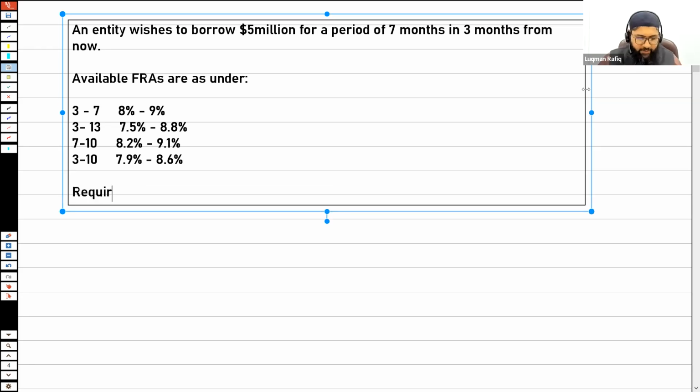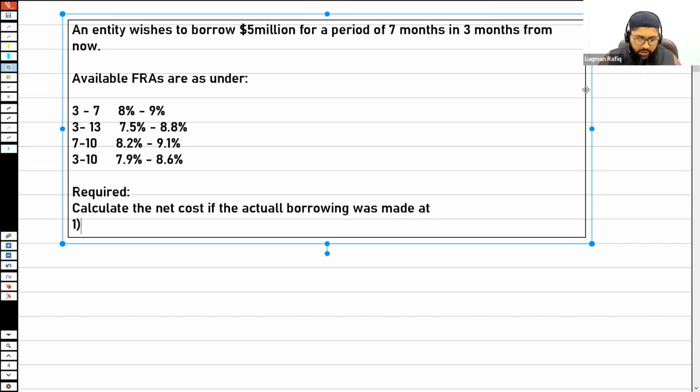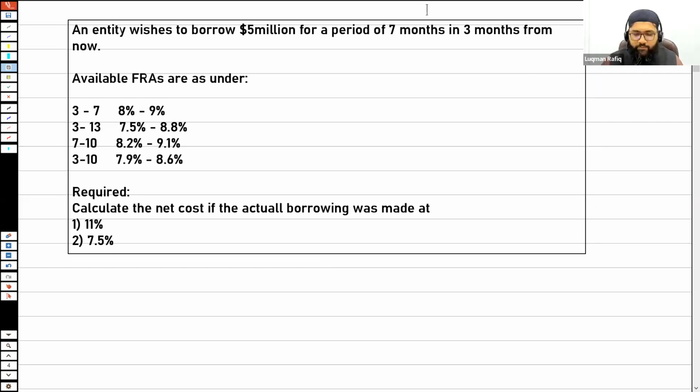Okay, the required is to calculate the net cost if the actual borrowing was made at example number 1, example number 2, 11%, 7.5%. So I would like you people to try and do this example and establish what is going to be the net amount. So I'm giving you 5 minutes and then I'm going to resume. So we are just going to try and do this example.